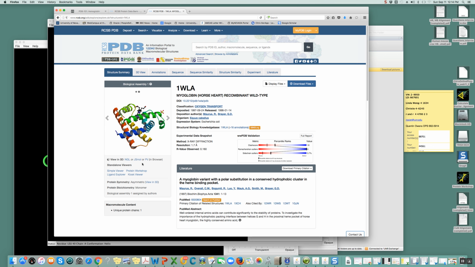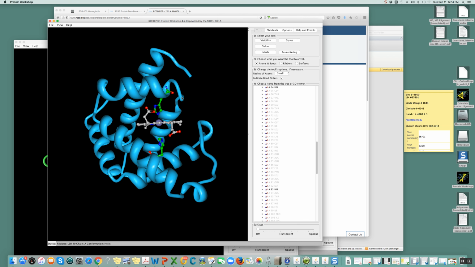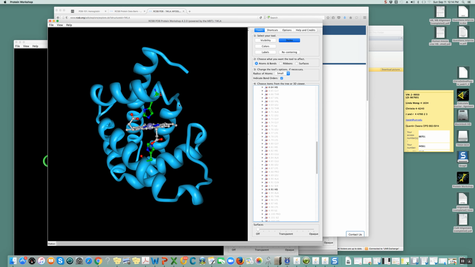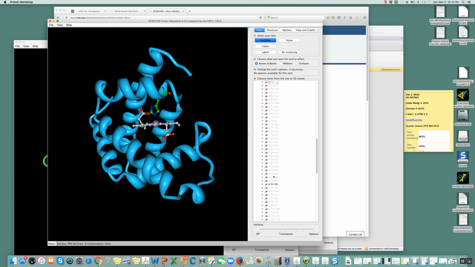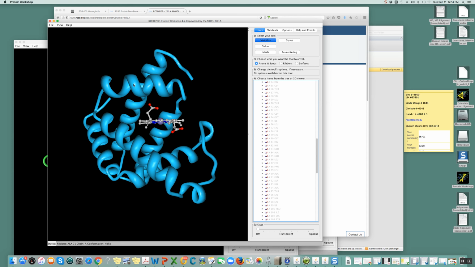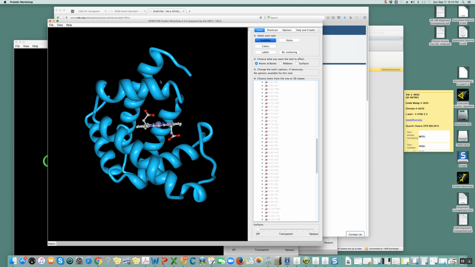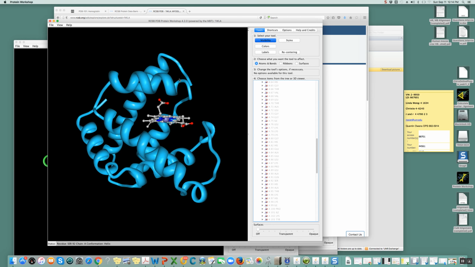Now what I'm going to do is open up this structure in Protein Workshop. On the left hand side here we have this 3D standalone viewer, and we're going to start by looking at the structure of myoglobin in some detail. This is a single molecule of myoglobin. I'm going to take those out to make things a little bit more clear right now. What we have here are 8 alpha helices bundled together to form this compact structure. You can see there's a cleft in the middle, and this contains the heme group.